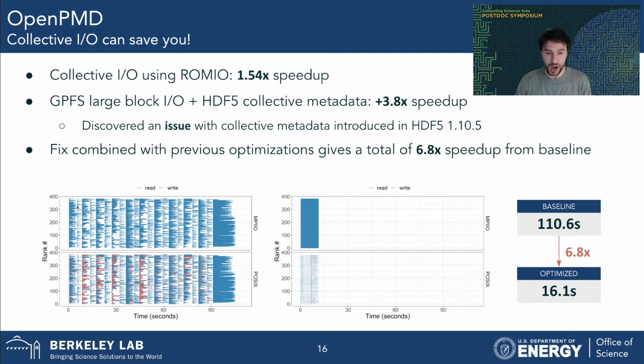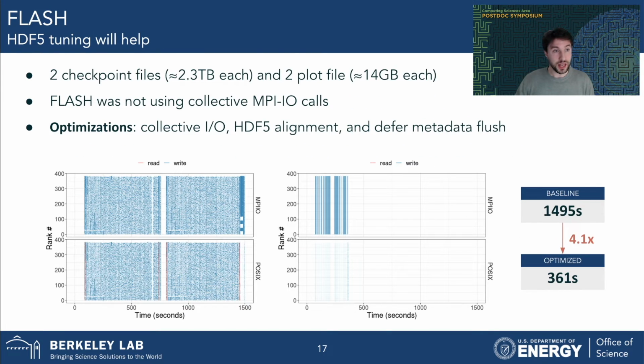The requests are aggregated, and you can see how much we gain in terms of performance. The other test case that we have here is the Flash application, where we can apply different HDF5 tuning that will also help us attain performance. So Flash writes 2 checkpoint files, which are over 2.3 terabytes each, and 2 plot files, which are approximately 14 gigabytes each. It's an execution on Summit, and we can see the same problem we have with collective operations.